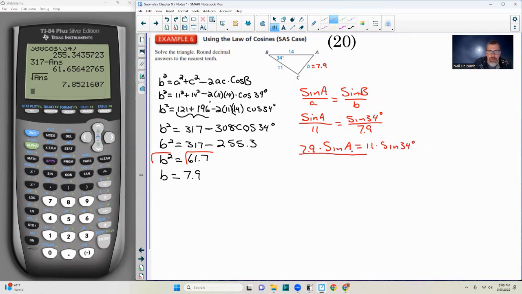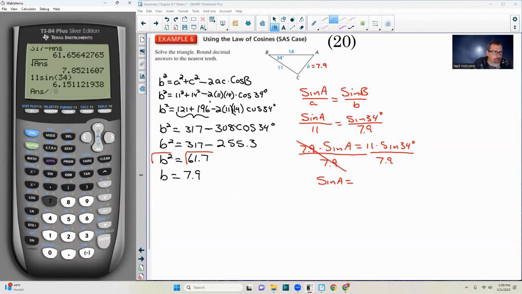Divide by 7.9 to get sine of A by itself. And I get the sine of A equals, because these canceled, and I'll put this in my calculator, 11 sine 34, enter, divided by 7.9, enter. I get 0.7786.